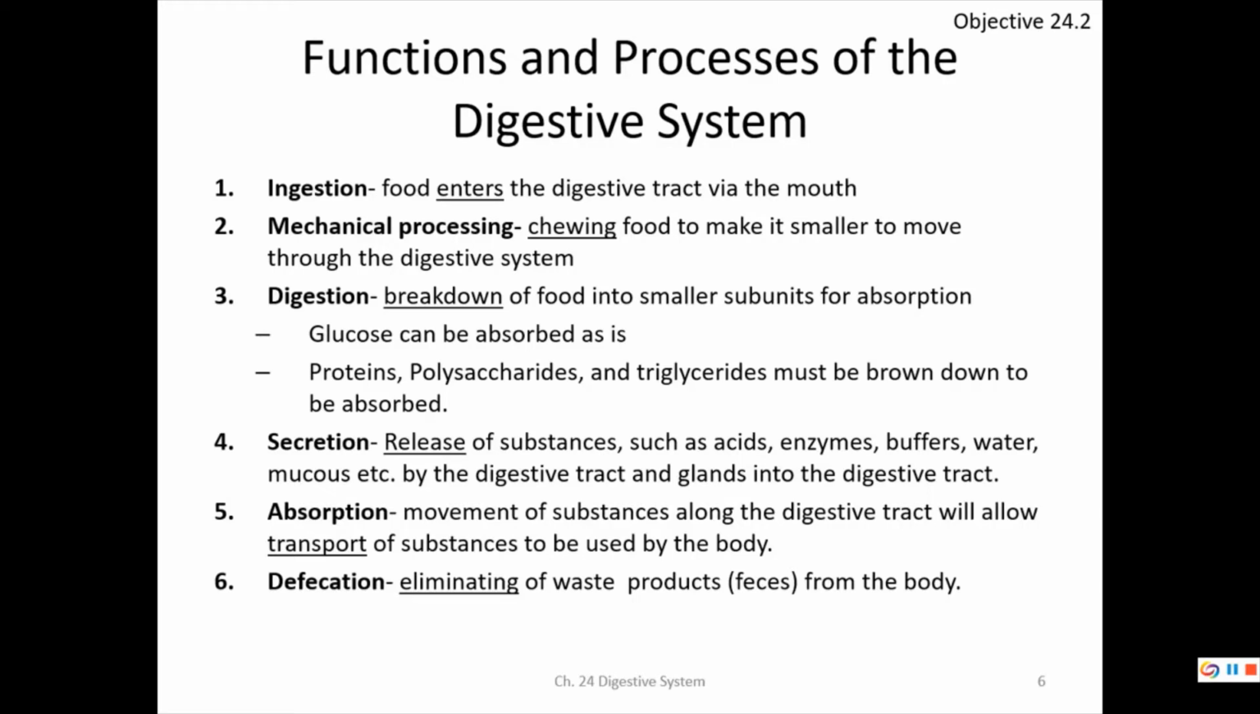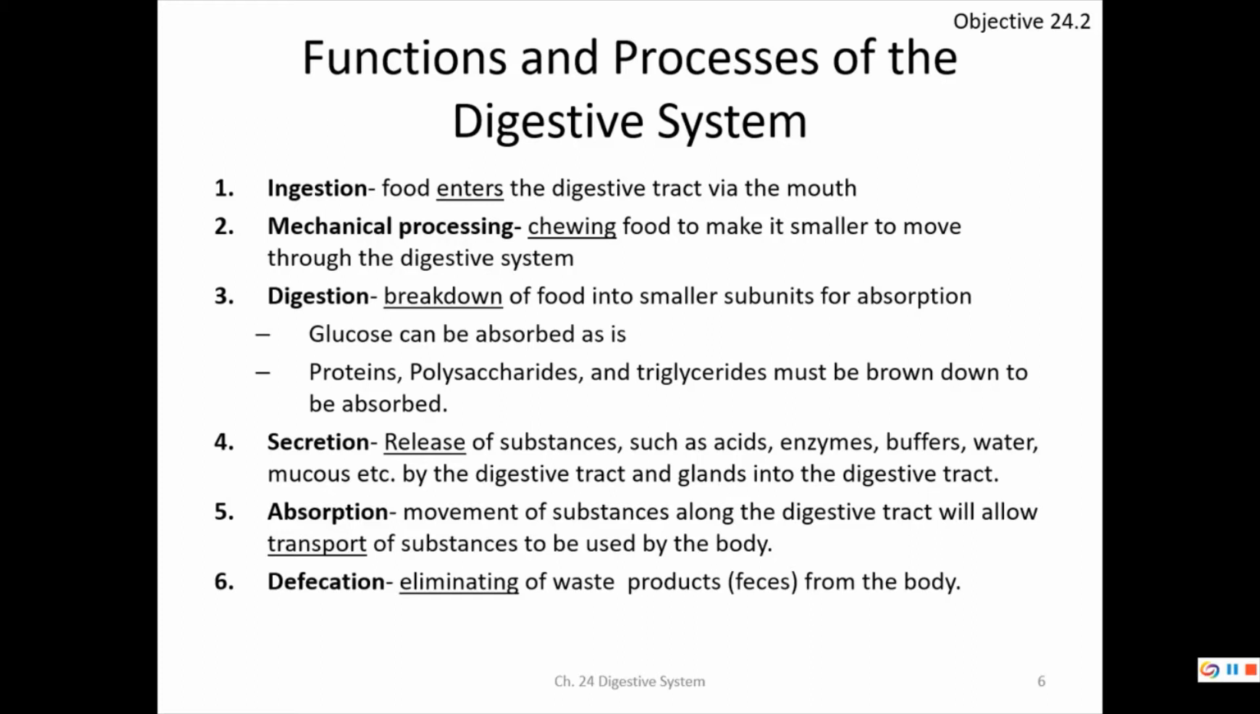But things like proteins, polysaccharides, or triglycerides, we have to modify them. We have to break them down. We have to take the biochemistry, do the hydrolysis, break it down. We have to cleave off pieces. We have to break the bonds that hold them together using hydrolytic enzymes.